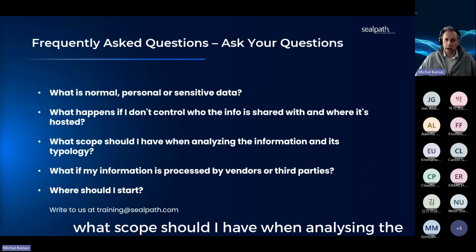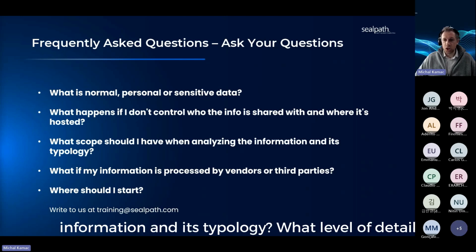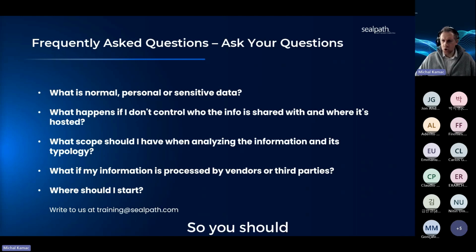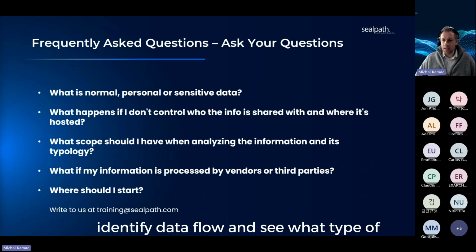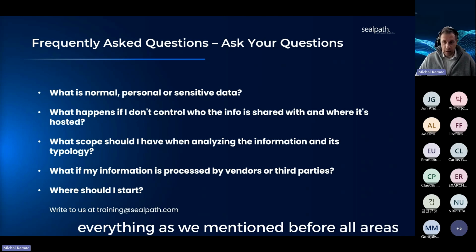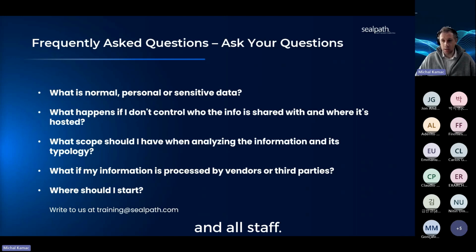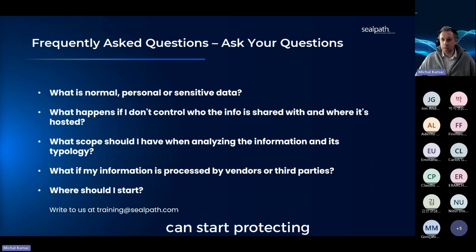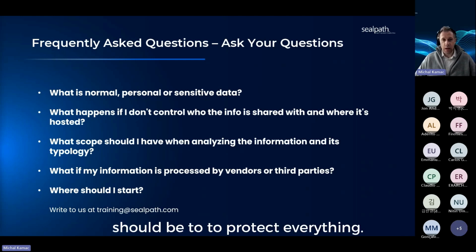What scope should I have when analyzing the information and its typology? What level of detail is needed to do this identification? So you should identify data flow and see what type of data there is, okay? To do this, you will have to analyze everything, as we mentioned before, all areas and all stuff. So this would give you the global vision of what is there. And once done, we can start protecting what is most critical, but the idea should be to protect everything, okay?